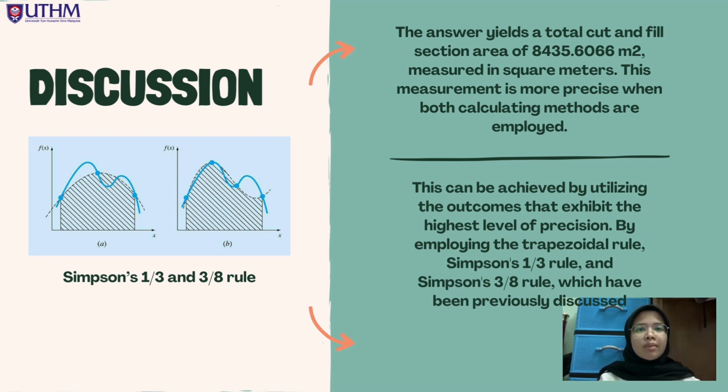By employing the trapezoidal rule, Simpson 1 over 3 rule and Simpson 3 over 8 rule, which we have previously discussed, we can demonstrate numerical integration to determine the strategy with the lowest error value among the various methods considered in our computation.